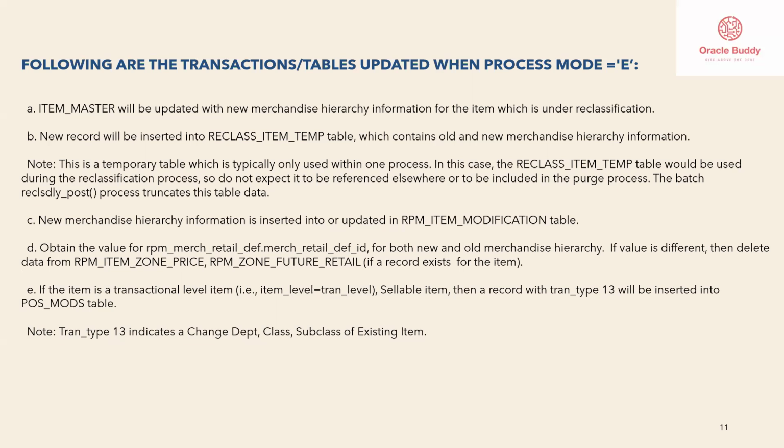Obtain the value of RPM_MERCH_RETAIL_DEF.MERCH_RETAIL_DEF_ID for both new and old merchandise hierarchy. If the value is different, then delete data from RPM item zone price and RPM zone future retail. If the item is a transaction level item, that is item level equals tran level, then a record type tran type 13 will be inserted into the Cosmo table. Tran type 13 indicates a change of department, class, subclass of an existing item.